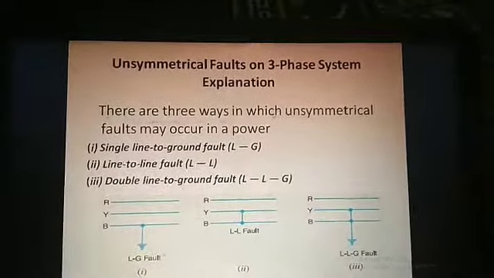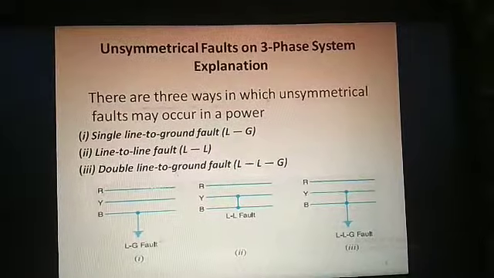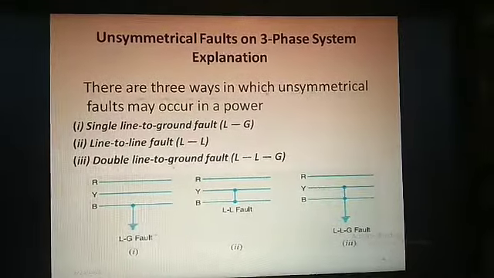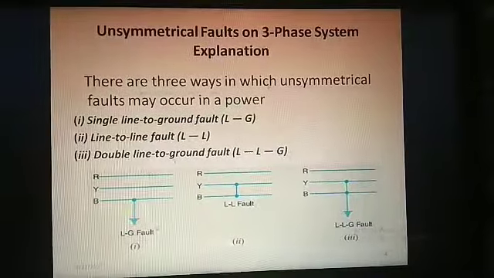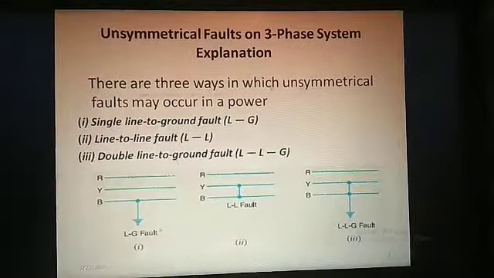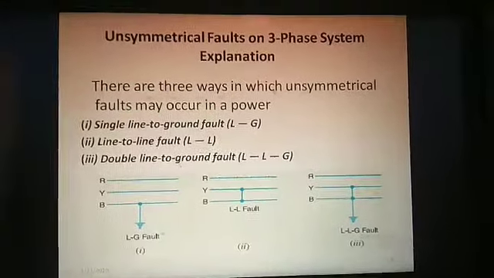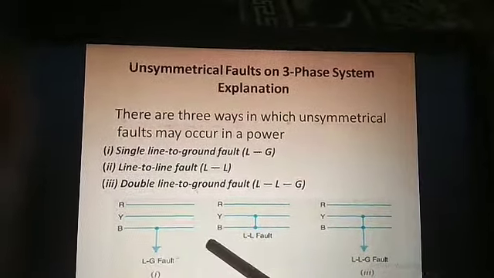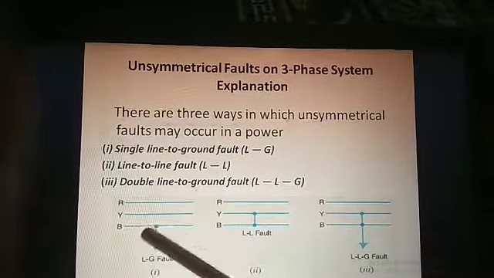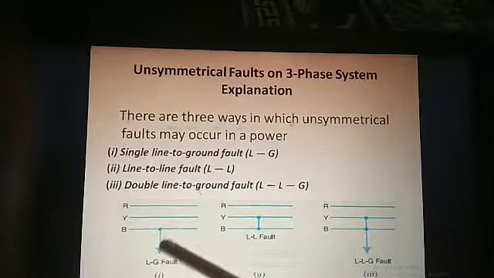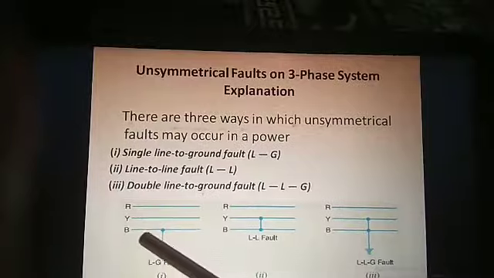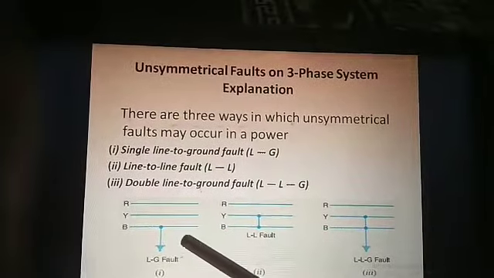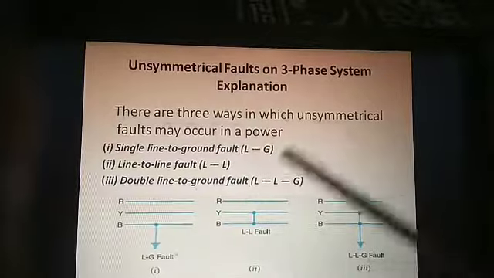Next, we are going to discuss unsymmetrical faults on three-phase system and the explanation of this. We already discussed the definition of unsymmetrical faults. Now there are three ways in which unsymmetrical faults may occur in a power system. The first one is single line to ground fault, represented with LG, and the diagram is in figure 1. Here we have three phases R, Y, B. If the fault is with any phase, then it is called single line to ground fault. Here it is shown that the line to ground fault is with B. You can show it with Y or with R. If any phase is faulted to the ground, then it is called line to ground fault.